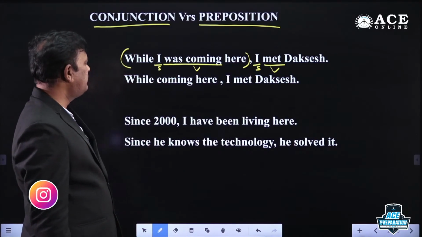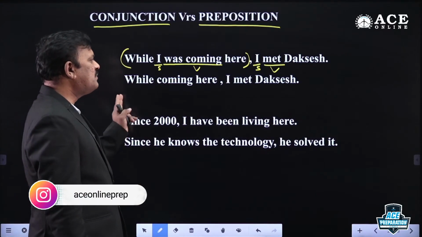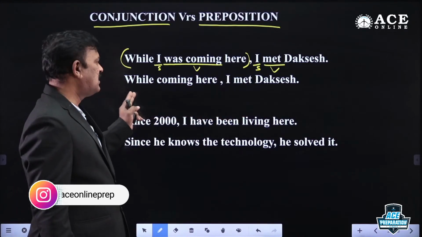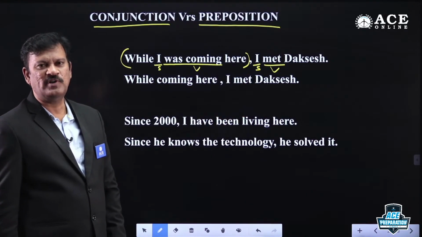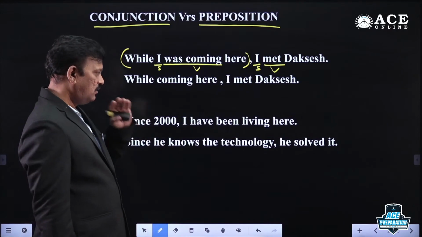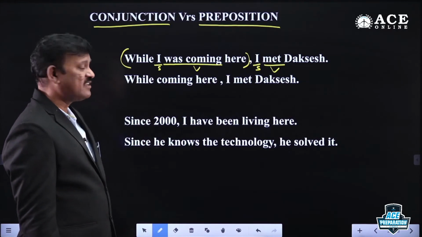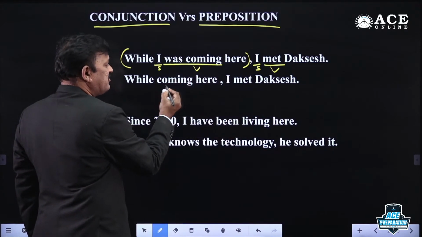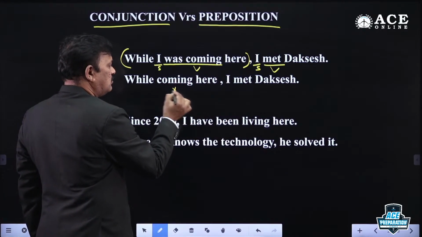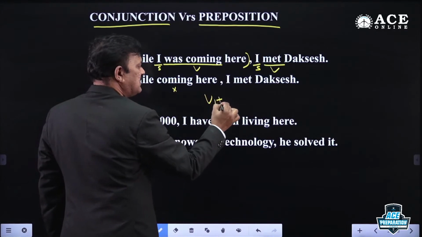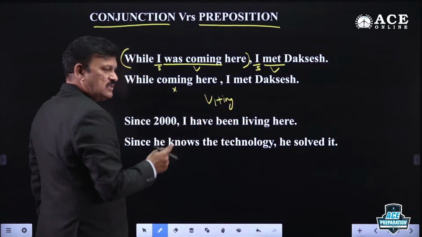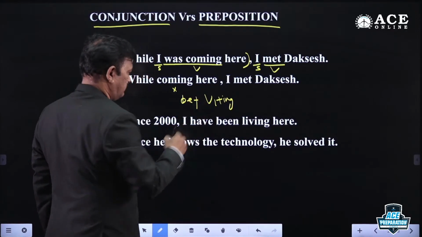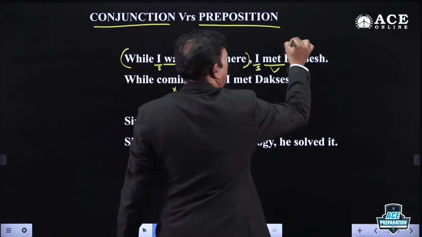Now look at the second one. Guys, how many verbs are there in this sentence? Where is the first verb? While coming here, I met Dakshesh. If you say this is the verb, wrong. When you have verb plus ing form, if you really say this is a verb, there should be a be form here.